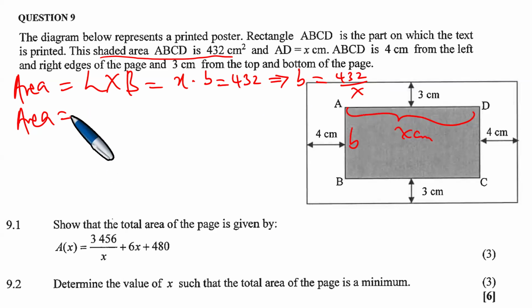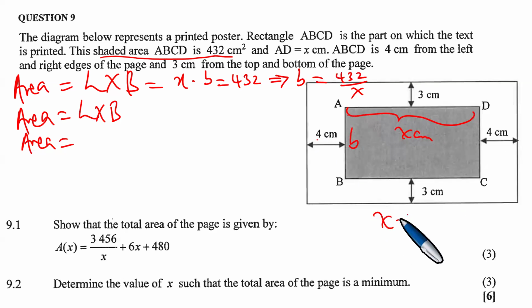Now, the area is actually length by breadth of the whole thing. So the area is the length of the whole thing. Pay attention to the fact that this one is x from here to there, but there is 4 on each side, so it is x plus 8.